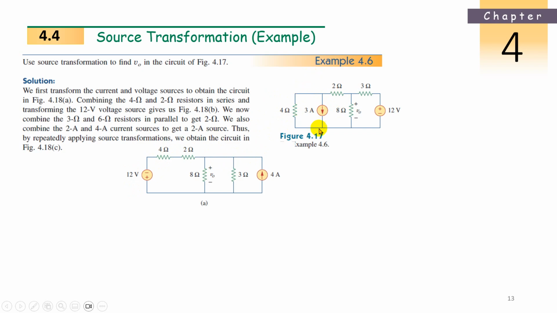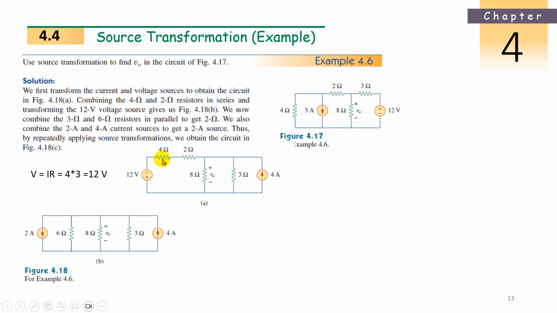So I change both current transformation to voltage and voltage transformation to current. I made it. This is the circuit. Now solve it. 4 plus 2 in series. So it becomes series, right? 4 plus 2, 6 ohms. Now this 6 ohms and 12 volts I can transform again to current source, right?